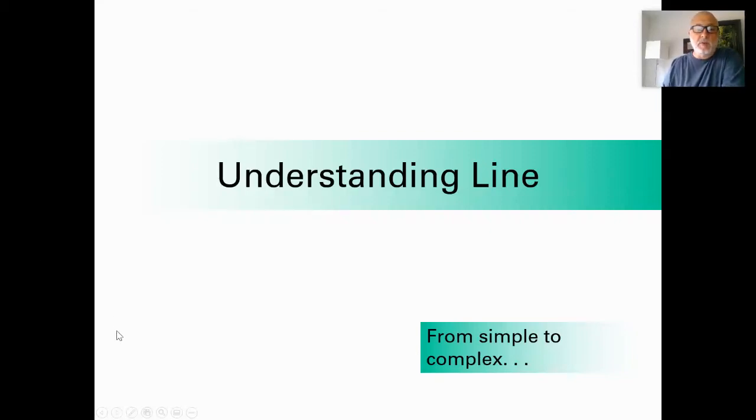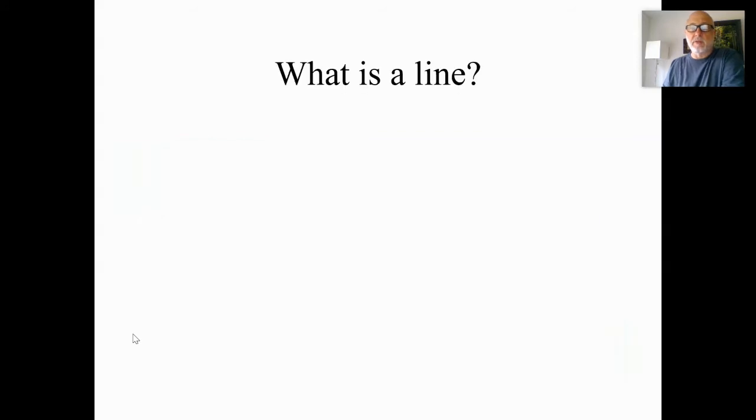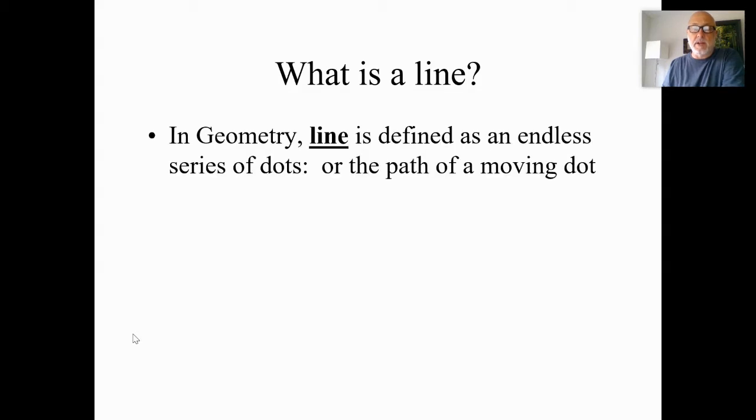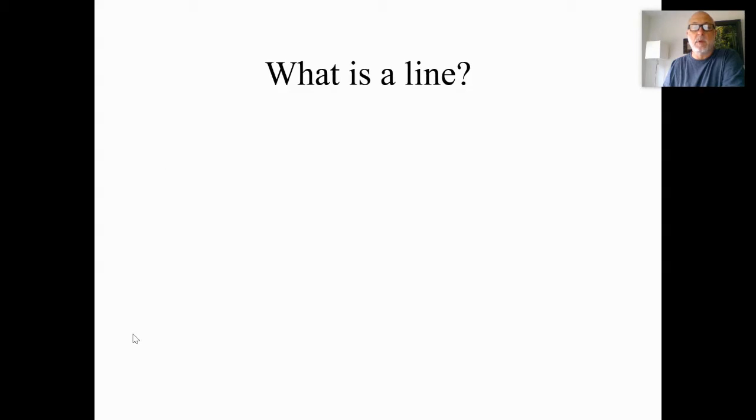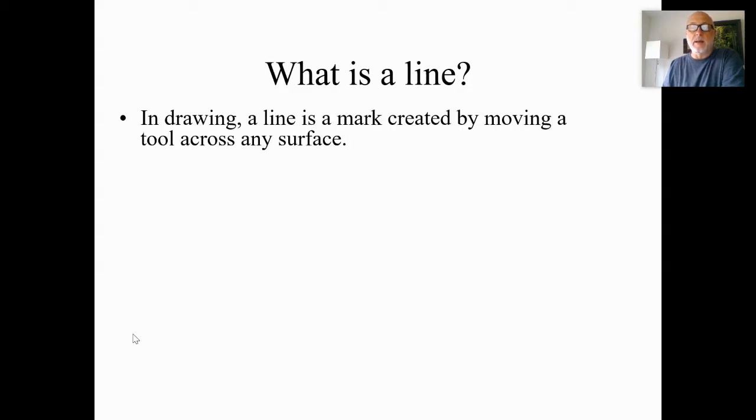Hi. In this lesson, we're going to look at the concept of line, from simple to complex. So the first question we need to ask is, what is a line? In geometry, a line is defined as an endless series of dots, or the path of a moving dot. In drawing, a line is any mark created by moving a tool across some surface.